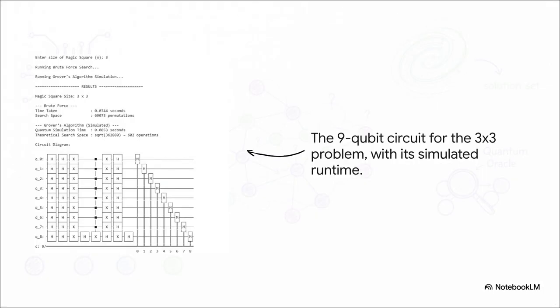This visual really brings it to life. What we're looking at is the actual simulation output comparing those runtimes. And below that, that's the 9-qubit quantum circuit they designed to do the job. Each of those horizontal lines represents a qubit, the basic building block of quantum info. And all those little boxes are the quantum gates that actually perform the operations.